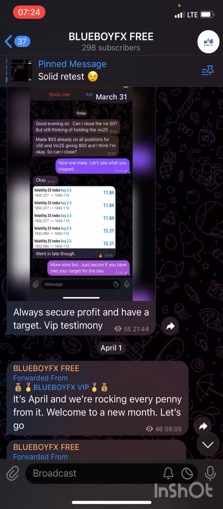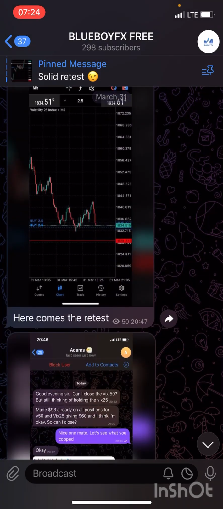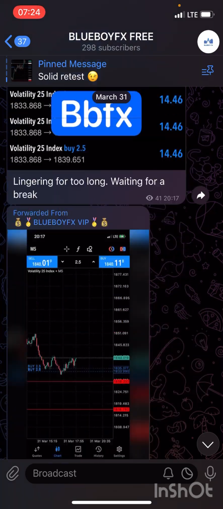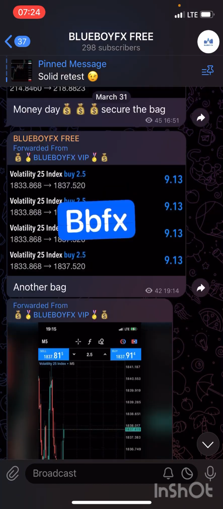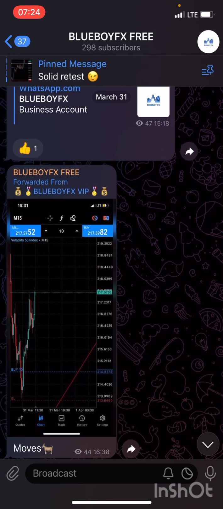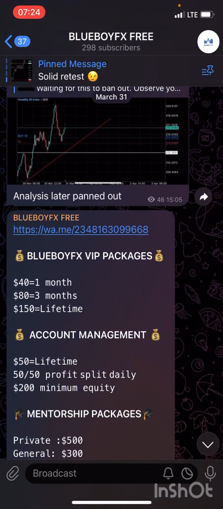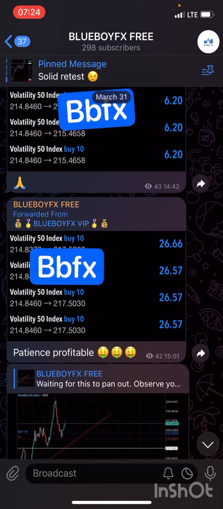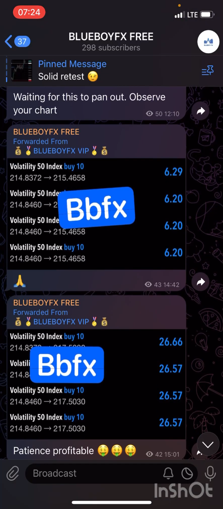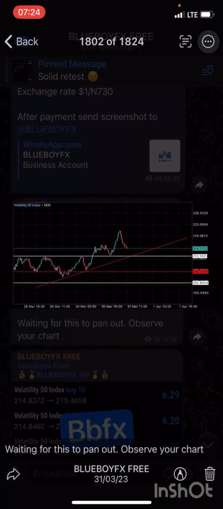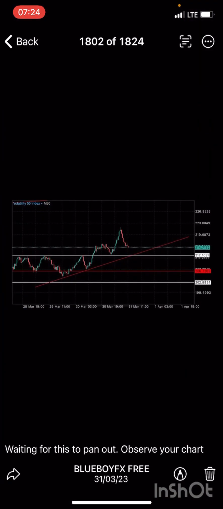So here is how I do my things on my VIP and on my free channel. If you join my channel, you are going to learn if you listen very well. I always talk about patience. So this is price action that is working because all my trades come from price action. My analysis, I use price action.